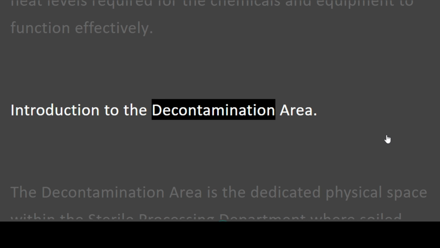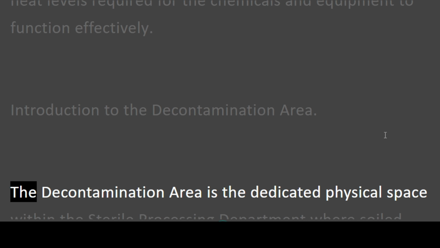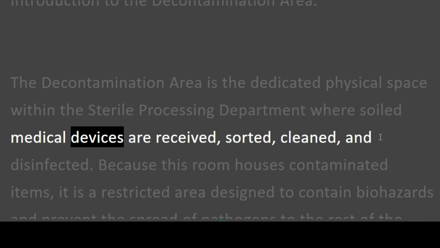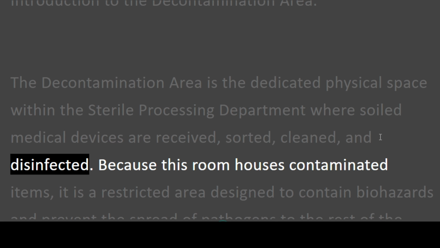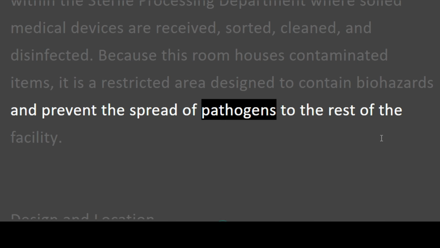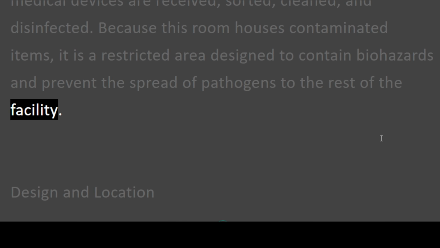Introduction to the decontamination area. The decontamination area is the dedicated physical space within the sterile processing department where soiled medical devices are received, sorted, cleaned, and disinfected. Because this room houses contaminated items, it is a restricted area designed to contain biohazards and prevent the spread of pathogens to the rest of the facility.